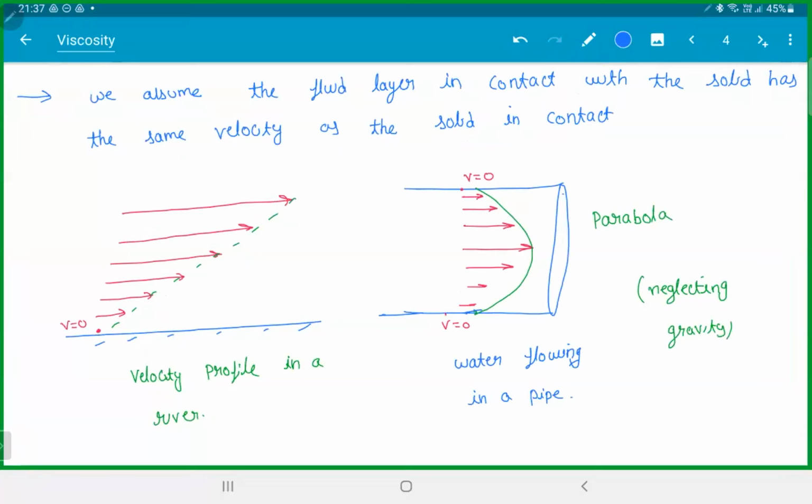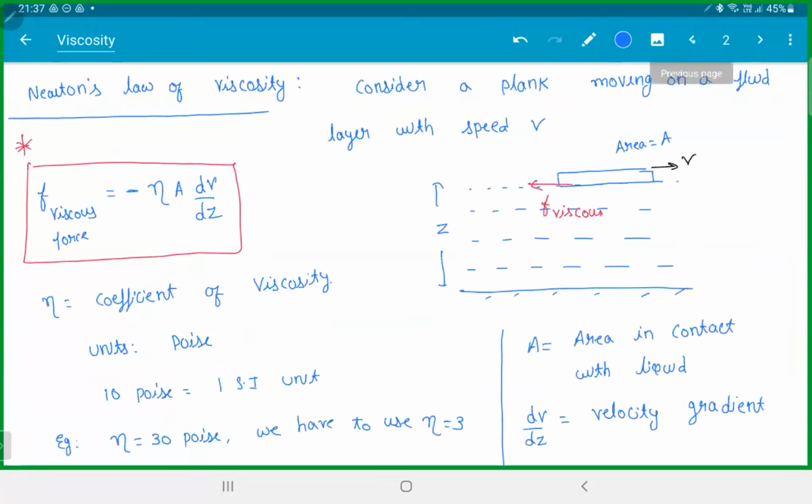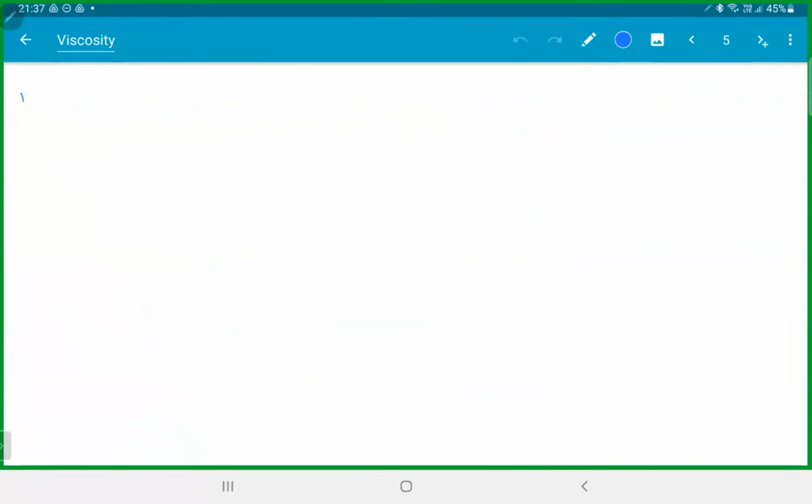So there. Clear? So you got the idea. There's only one formula I taught you till now. F is minus eta A dV by dz. Okay? Let's see a question.